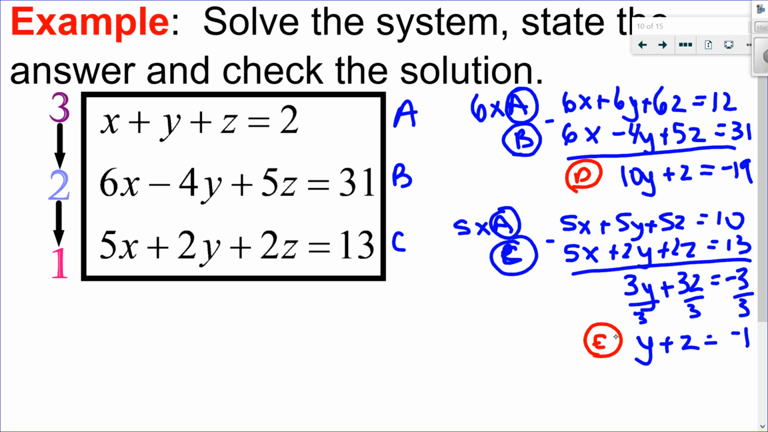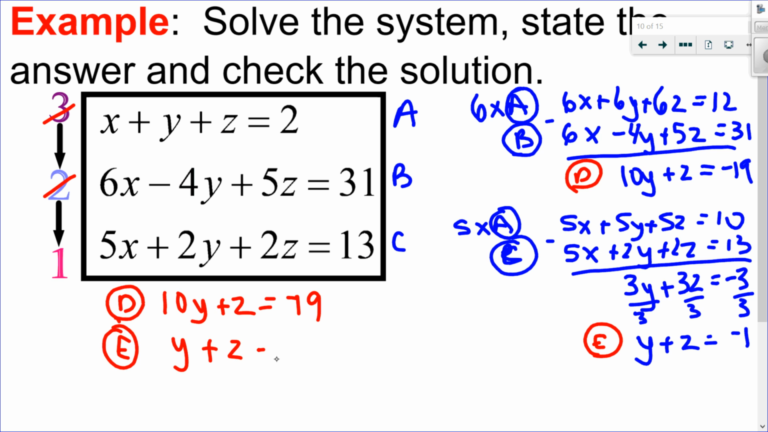So I've gone from 3 equations down to 2. I now need to go down to 1 equation. So looking at those 2 equations, let's write out one on top of the other. So equation D and E, doesn't matter which one you put first or second. 10y plus z equals negative 19 and y plus z equals negative 1.